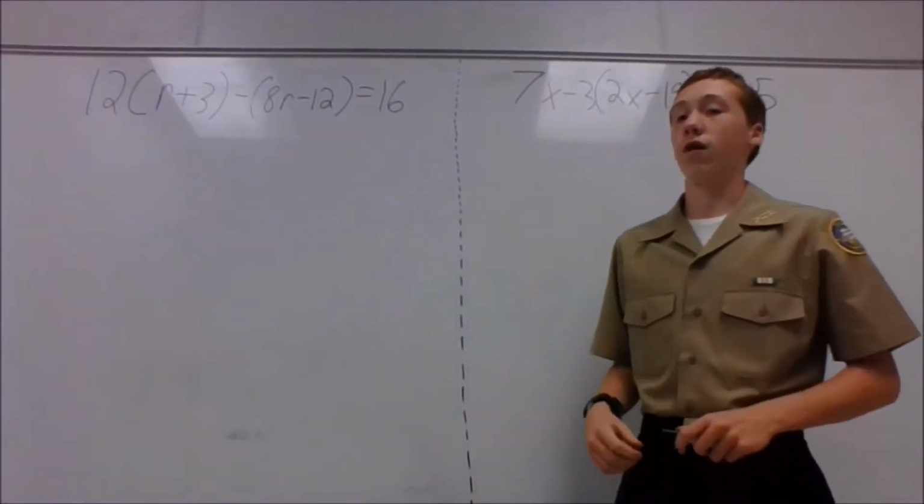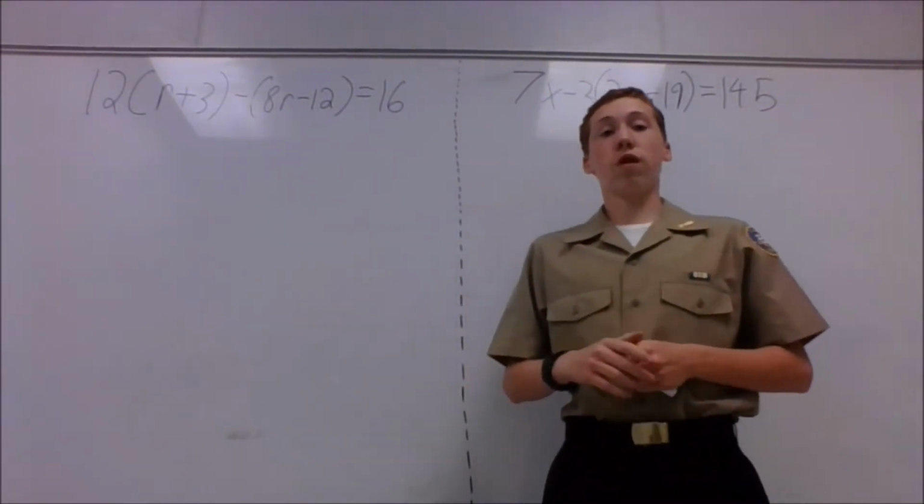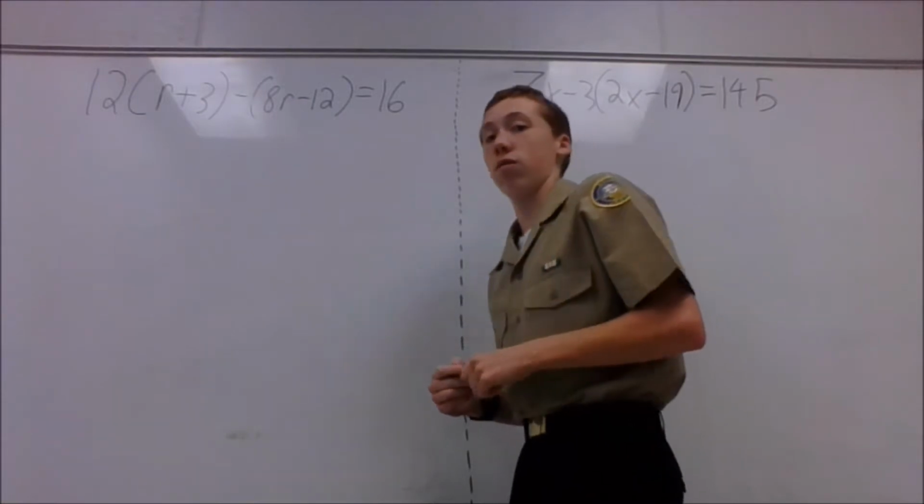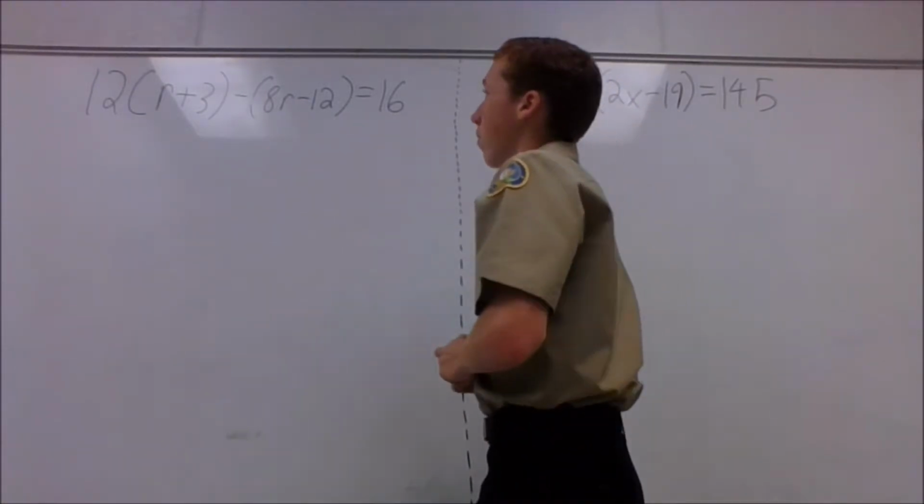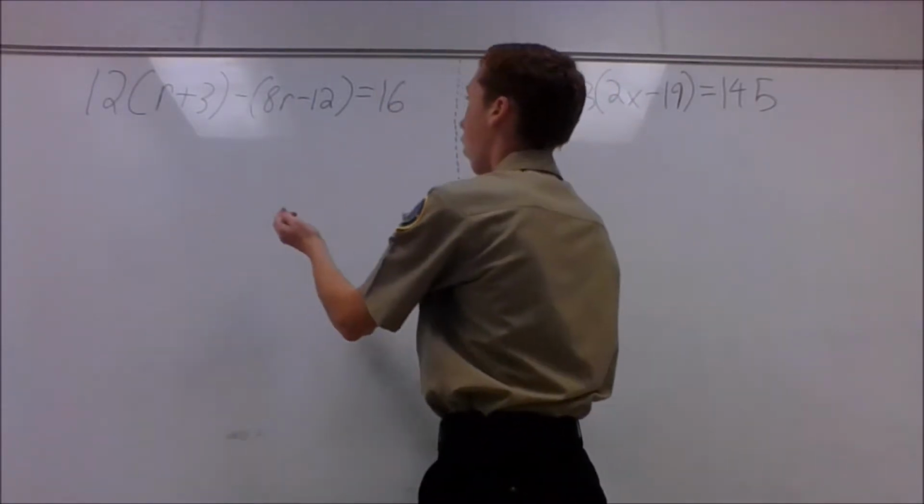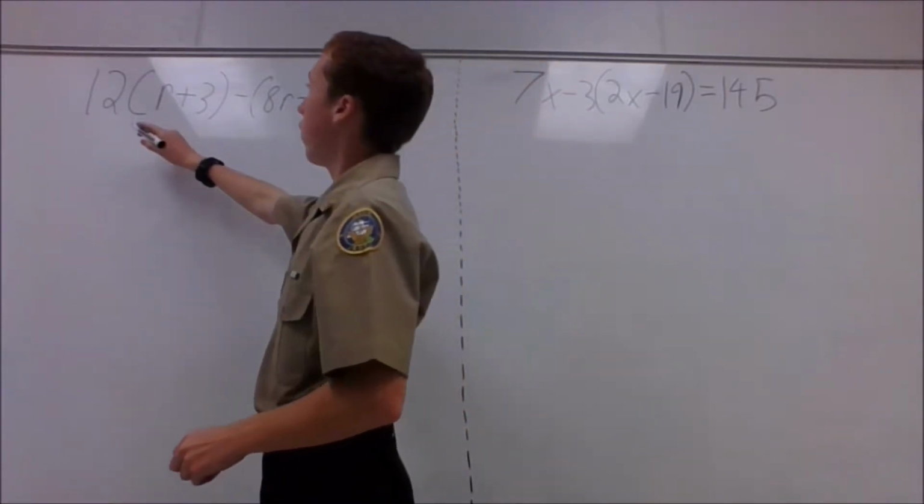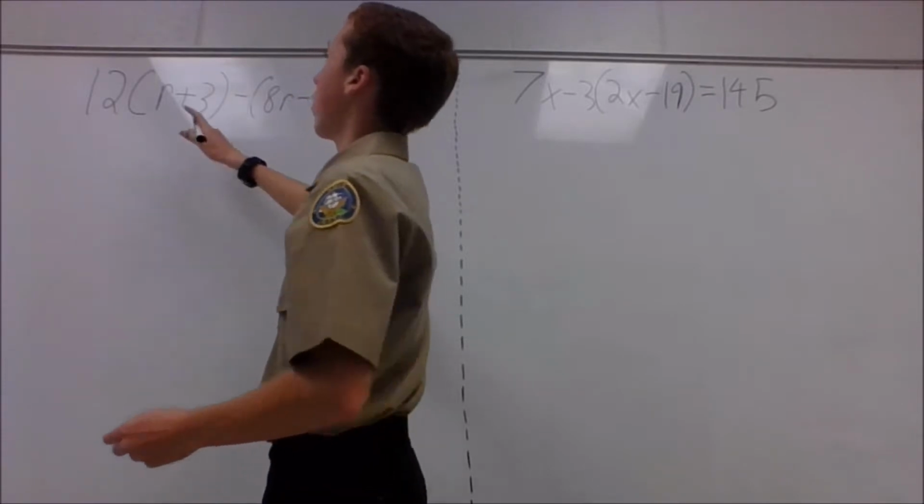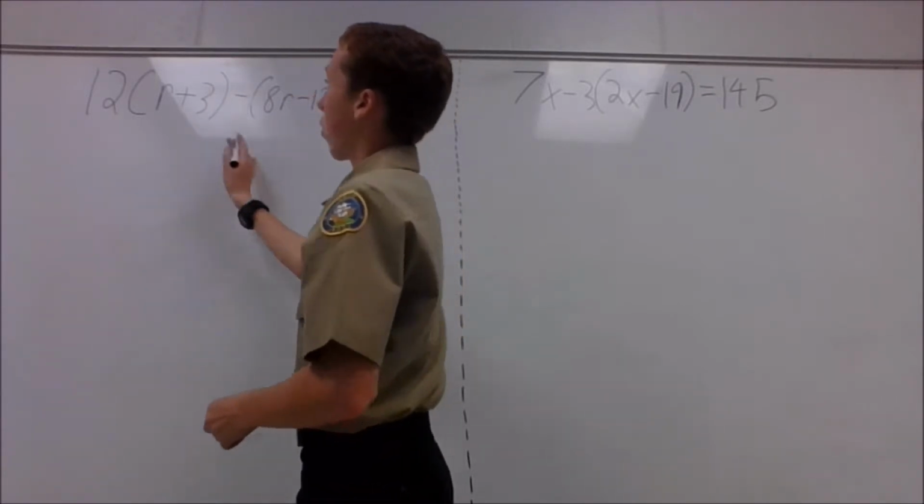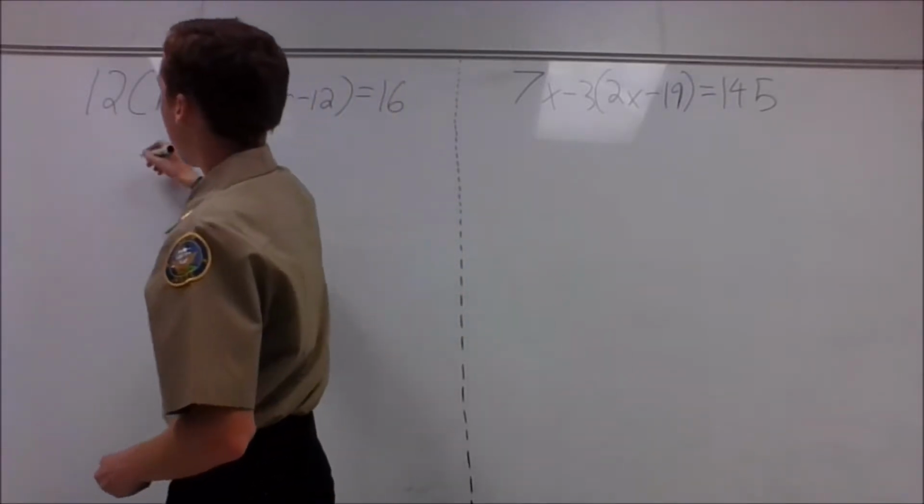What's up, guys? It's me, Nathan, and I have 4 multi-step equations, so let's just go ahead and get right into it. So for number 1, since this is a long one, we're going to distribute. So 12, and then parentheses r plus 3. What we're going to do is distribute the 12 to the r.